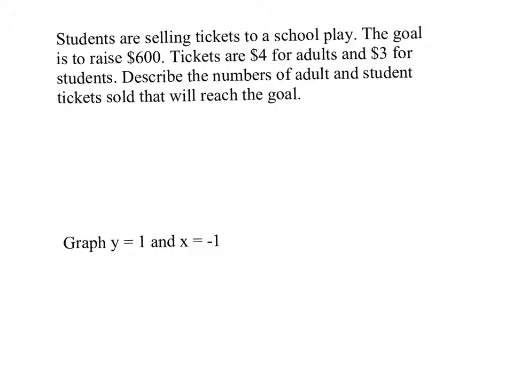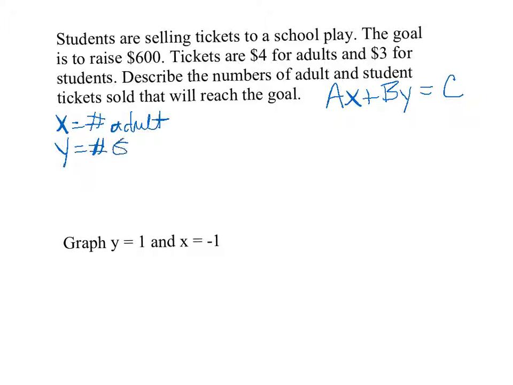We're actually going to end up writing one that is in standard form. If you remember, that means x and y are on the same side, c is on the other, so it's going to look something like this. Okay, so let's just say that x stands for the number of adult tickets, and y stands for the number of student tickets.